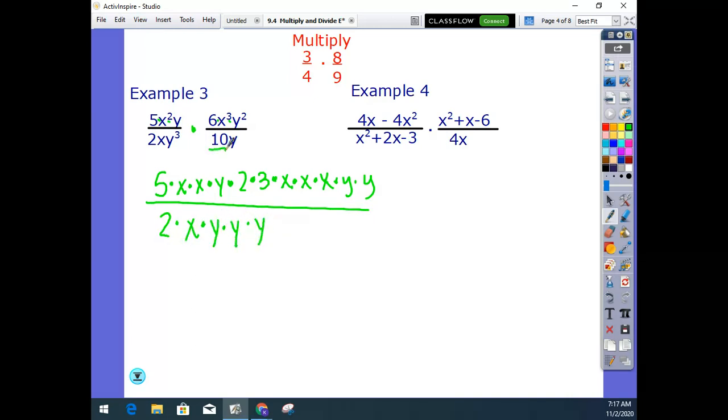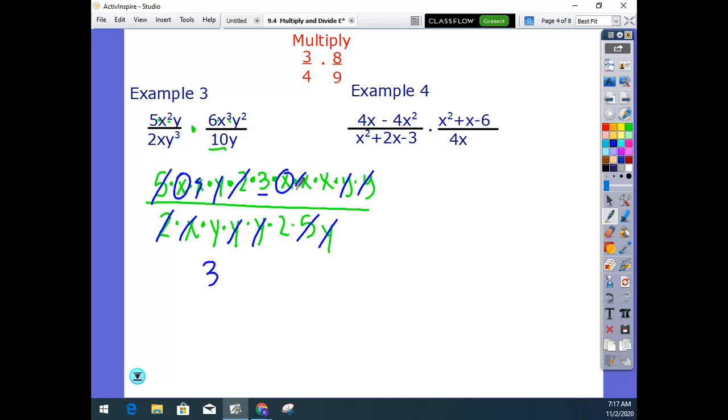3 Y's. What makes 10? The factors of 10. 2 times 5 times 1. This 2 cancels. This 5 cancels. This Y, this Y, this Y, that X. All right, we have it on the top. There's a 3 and 1, 2, 3, 4 X's. Then we have a 2 and 1 Y.